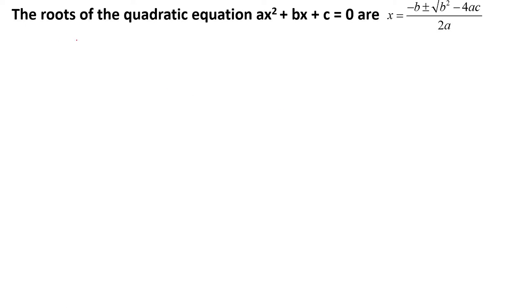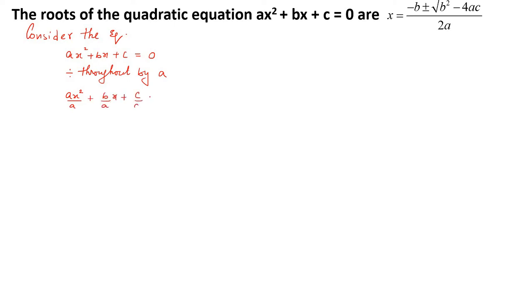So we can see how we are getting these roots, how we can find the roots of the quadratic equation. Let us consider the quadratic equation ax square plus bx plus c equals 0. What we will do is divide this equation throughout by a. So ax square by a, each term we are dividing by a, b by a into x plus c by a equals 0 by a.